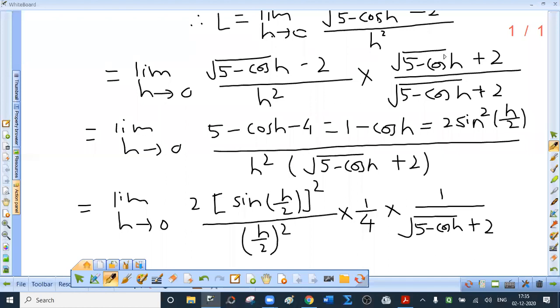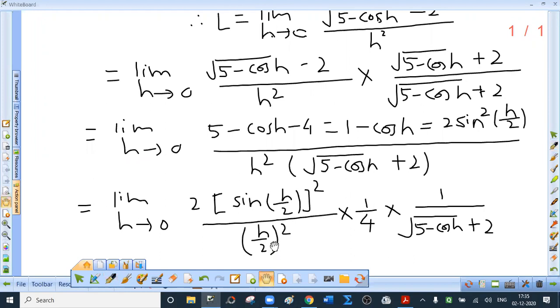When you rationalize the numerator, you get a minus b into a plus b, a square minus b square. So 5 minus cos h minus 4, that is 1 minus cos h. From trigonometry, it is 2 sine square h by 2. So in the next step, I have written 2 square of sine h by 2. The angle must be fully repeated in the square, so here also square. In the process, we have written the denominator as h square by 4, that is, we have multiplied the denominator by 4. But originally it is h square, so we have to multiply the numerator also by 1 by 4.